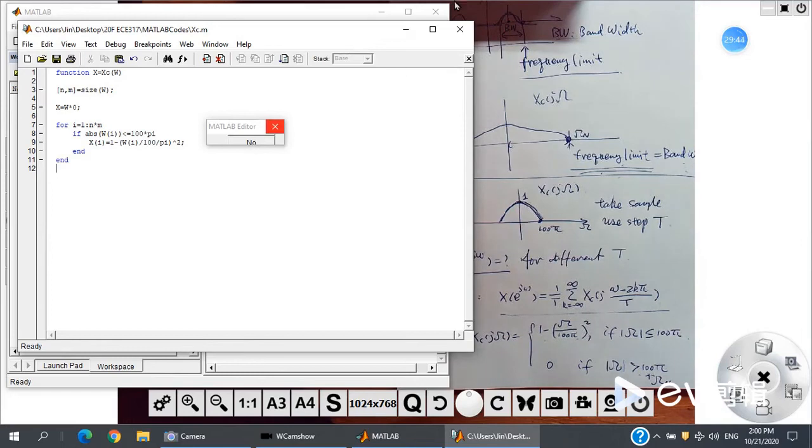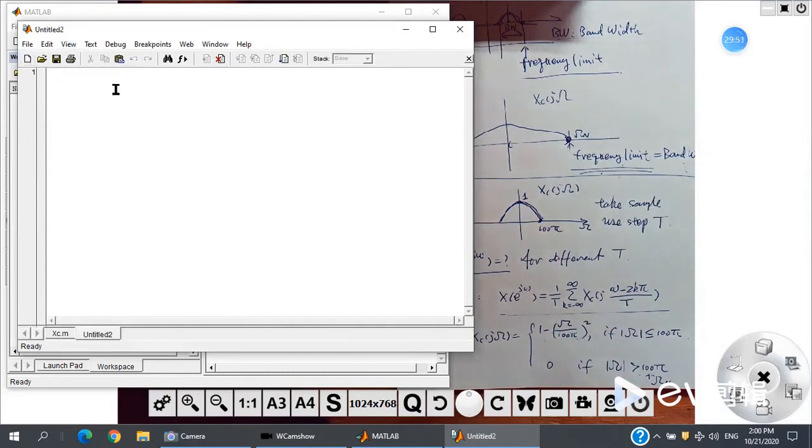This window, why is it so small? Sorry. Okay, I will open the new one here. Put the new one here. Alright. Okay, so this one I need a first one, we can see what is XC, right?